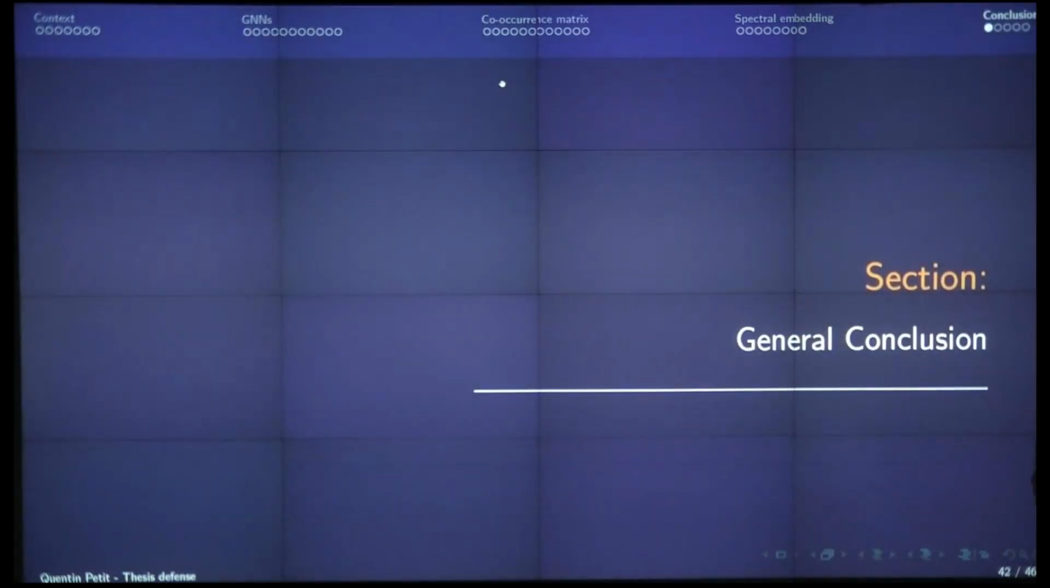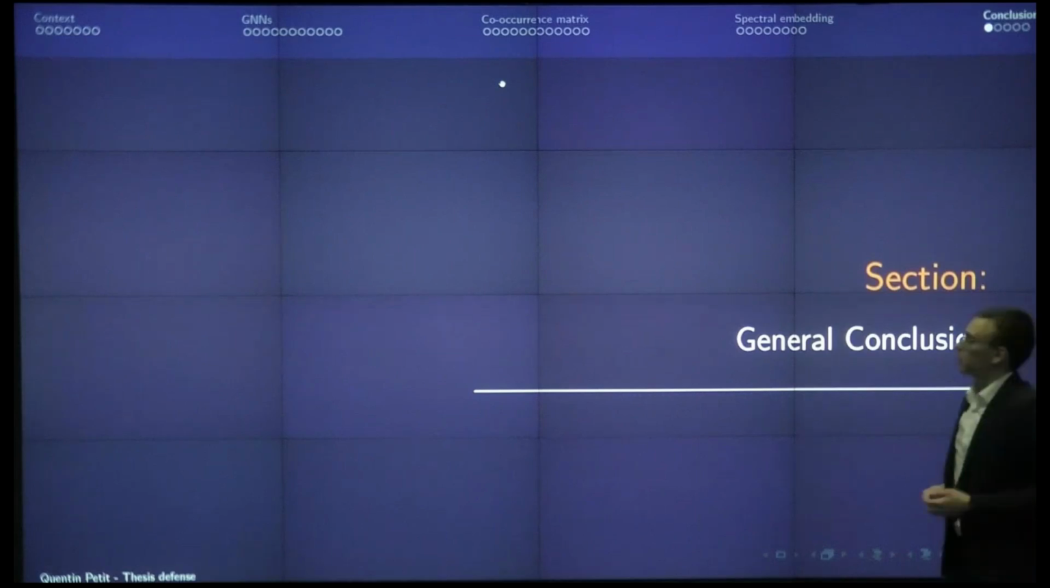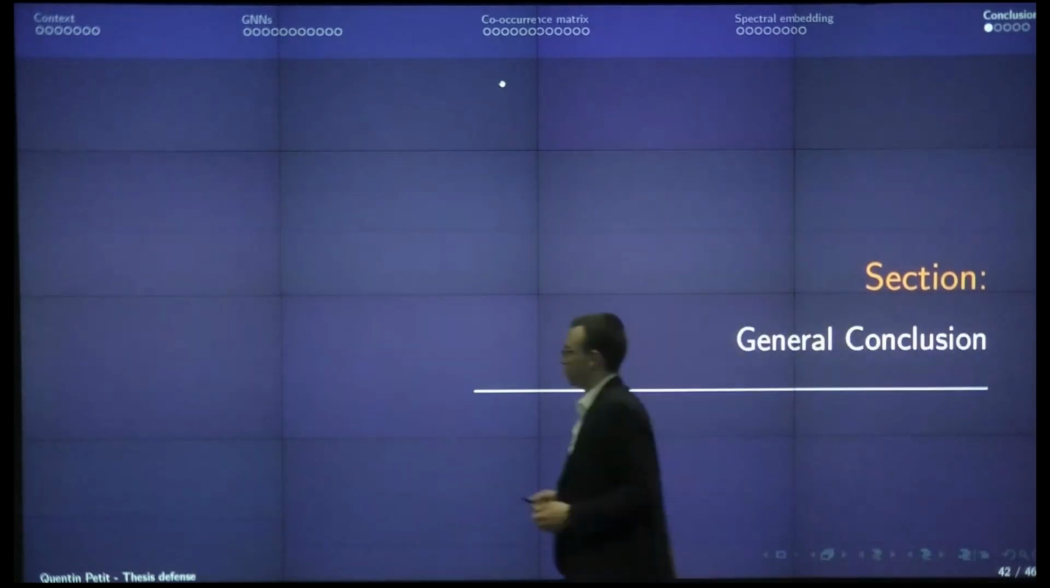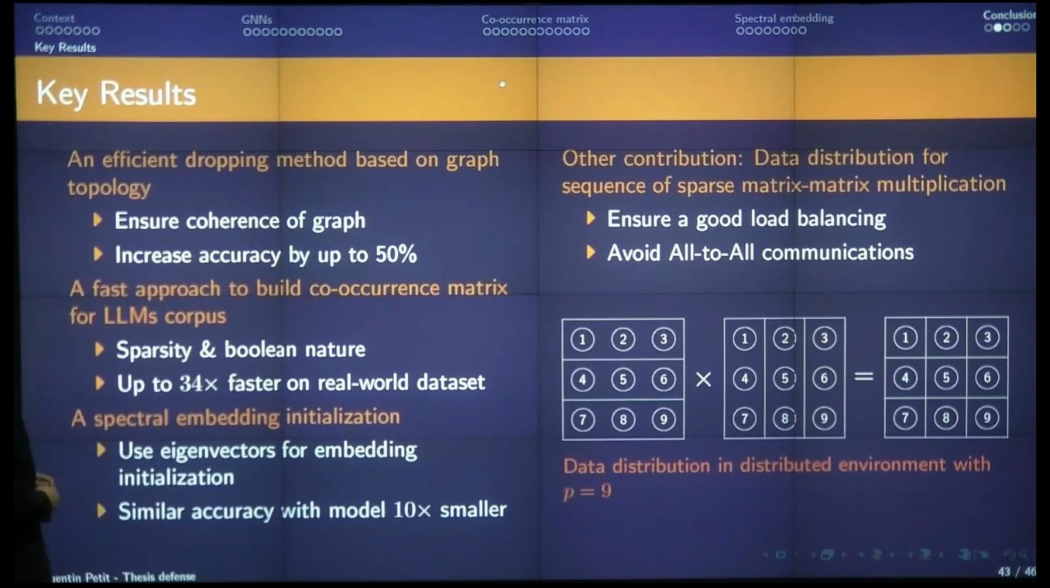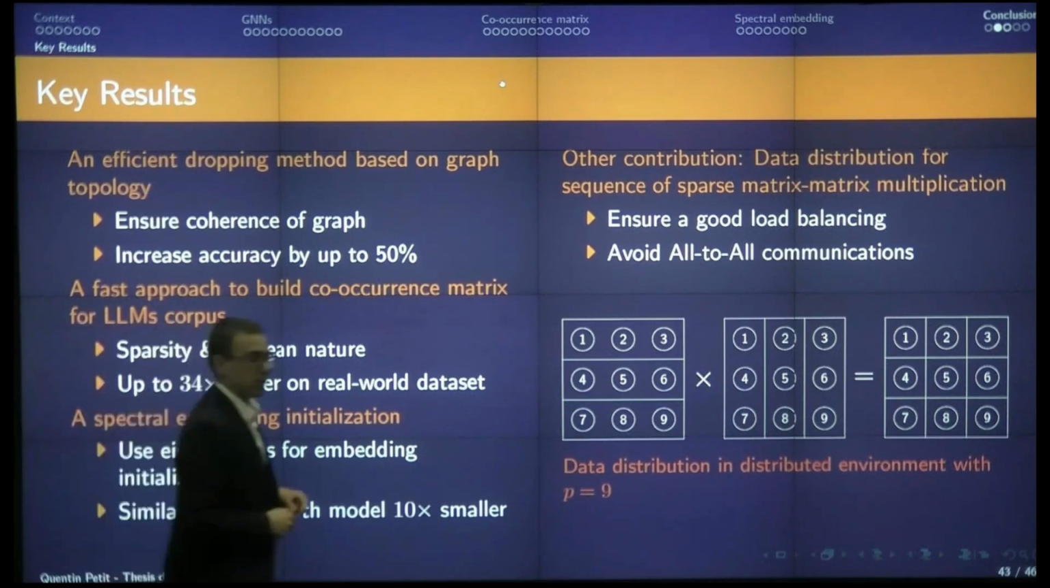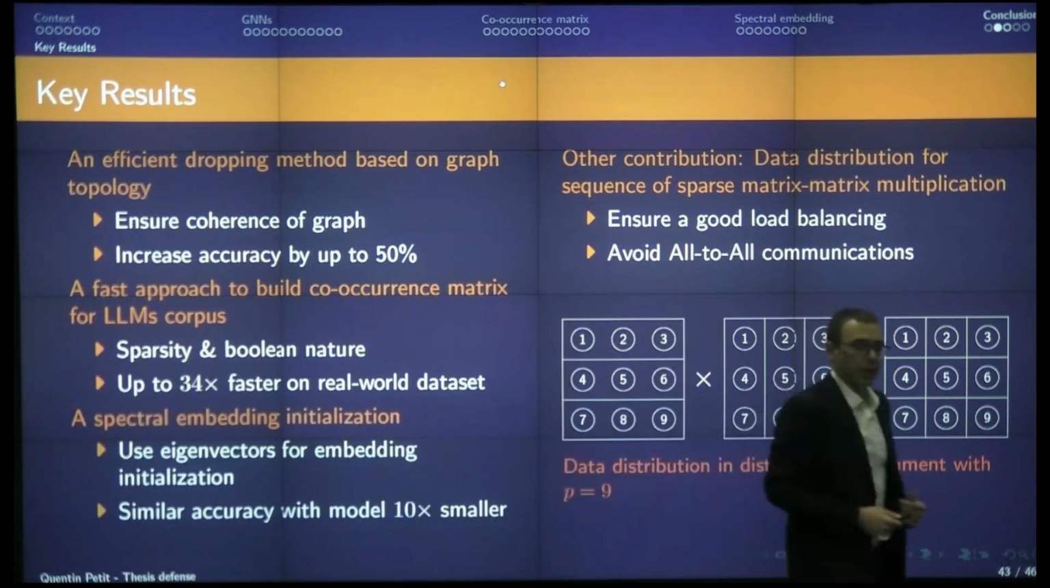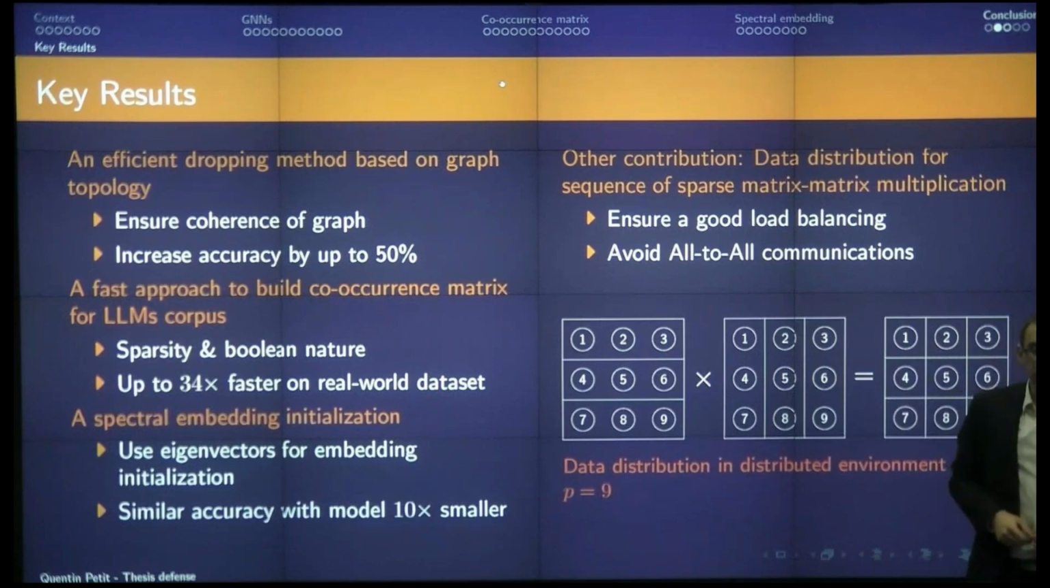Okay, so I presented all my contributions, and now it's time to conclude. In this presentation, I presented a first efficient dropping method for GNN. This method ensured the coherence of the graph and increased the accuracy by up to 50% compared to no dropping.